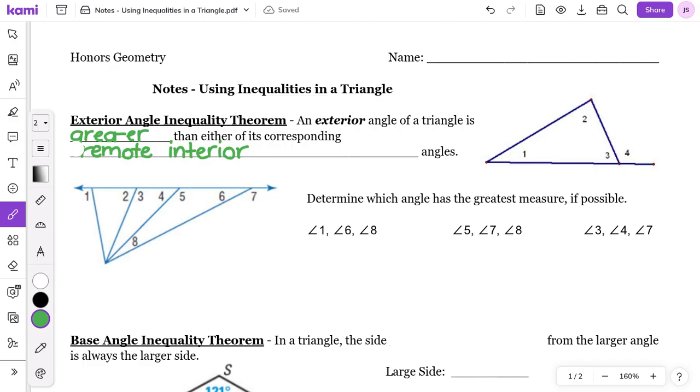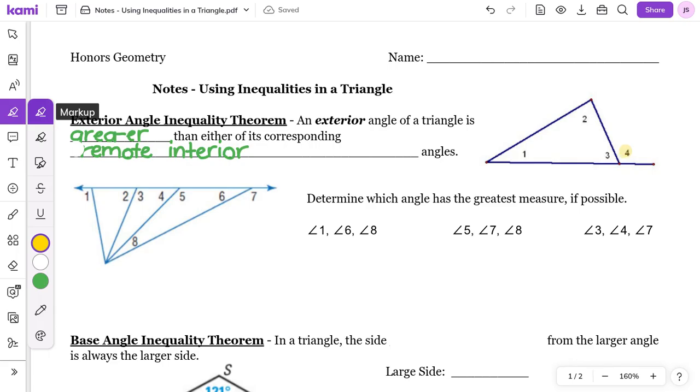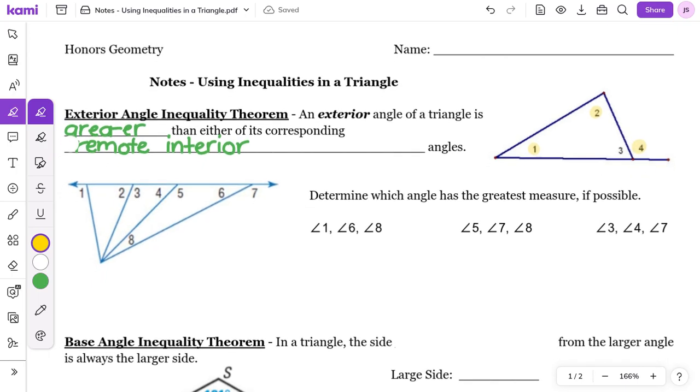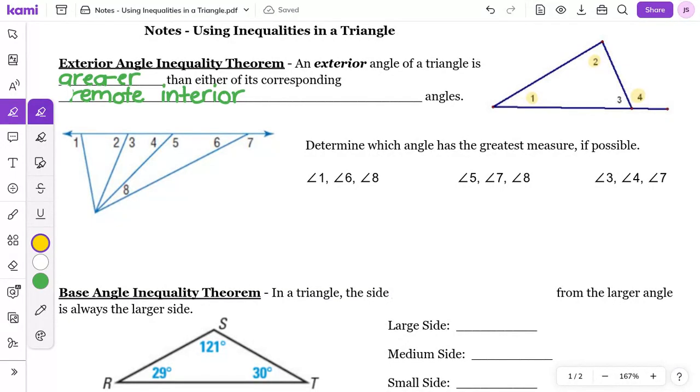So if we take a look at the diagram, angle 4 is our exterior angle, and this theorem says that it must be greater than either of the two remote interior angles. So the measure of angle 4 would be greater than the measure of angle 1 and greater than the measure of angle 2. So we're going to look at each set of angles here and see if we can apply this theorem.